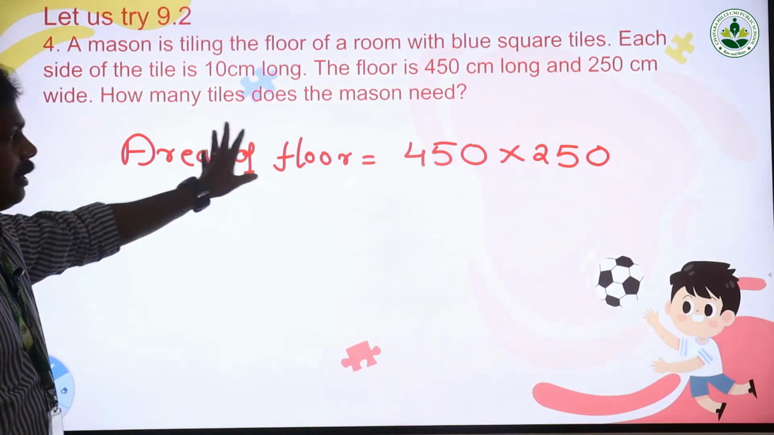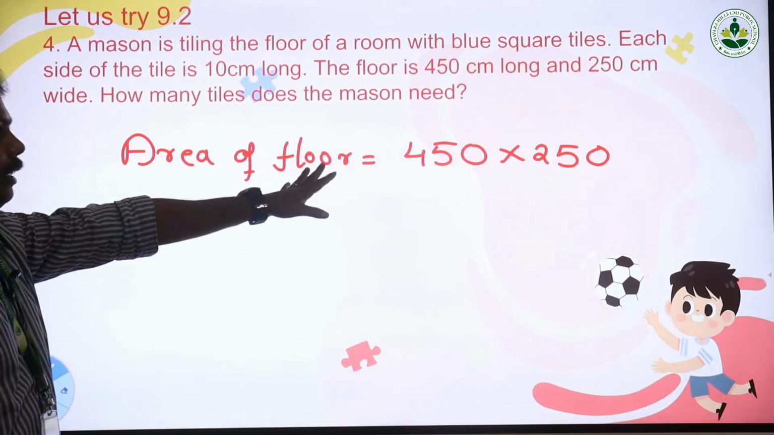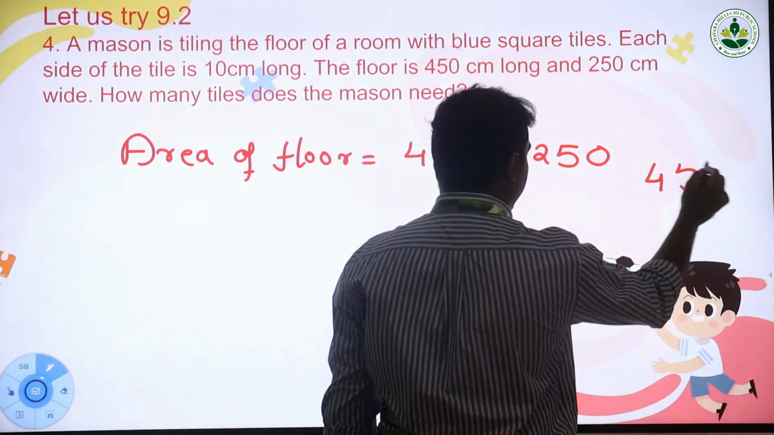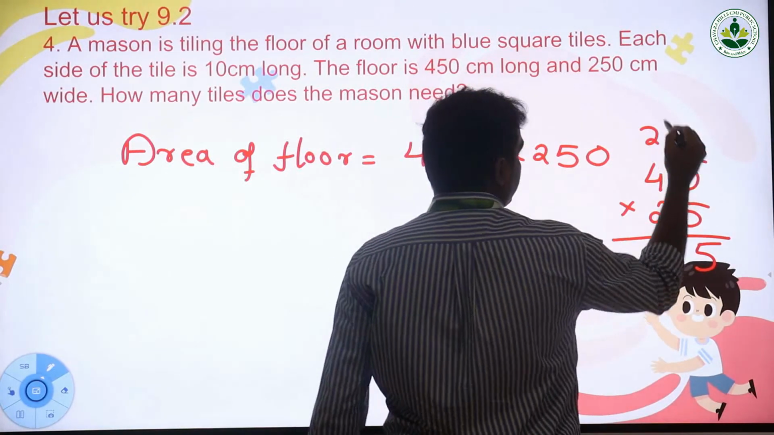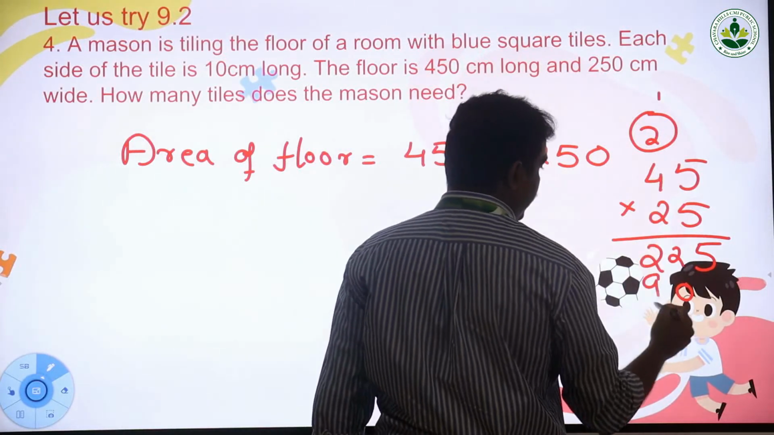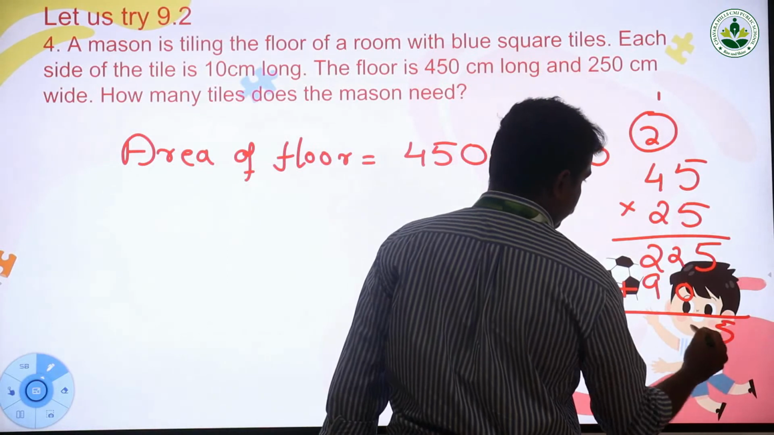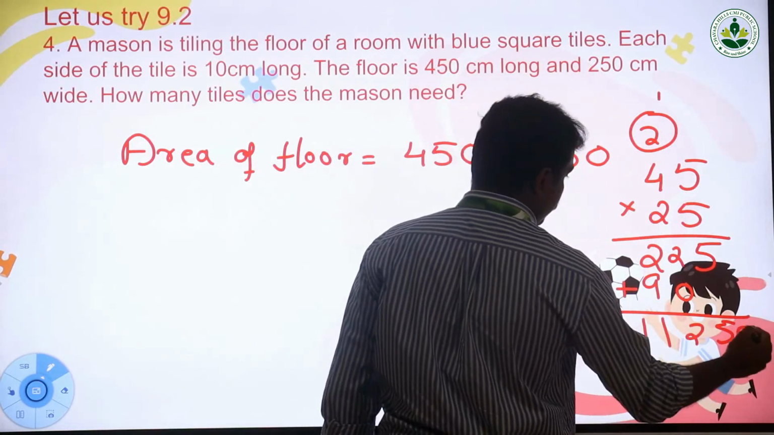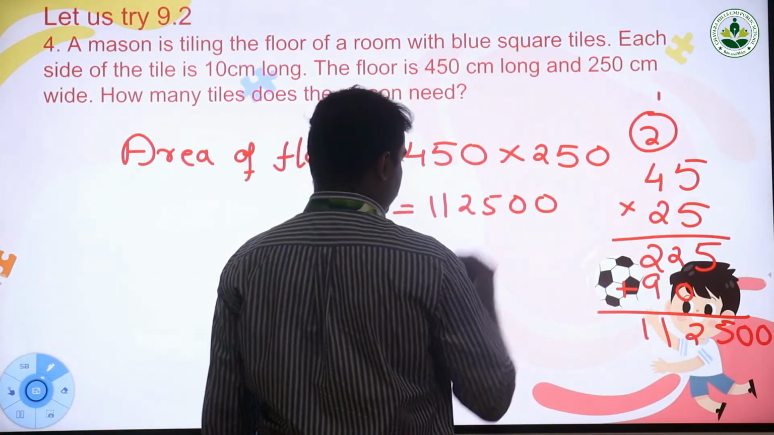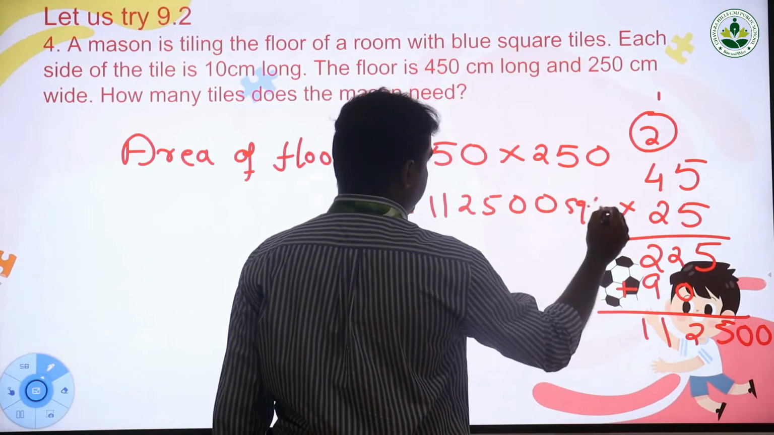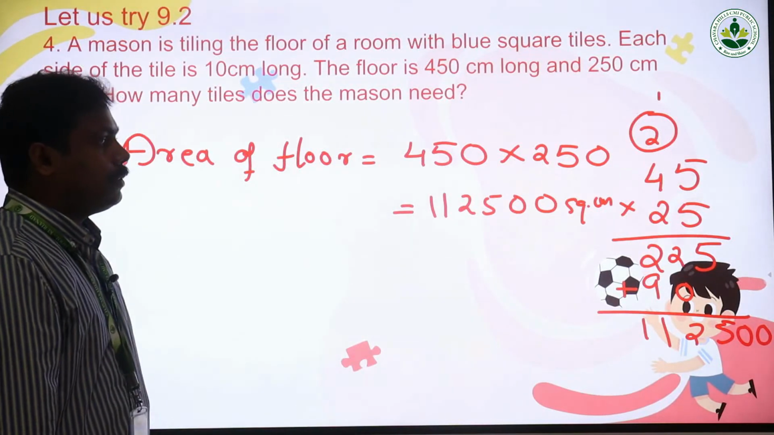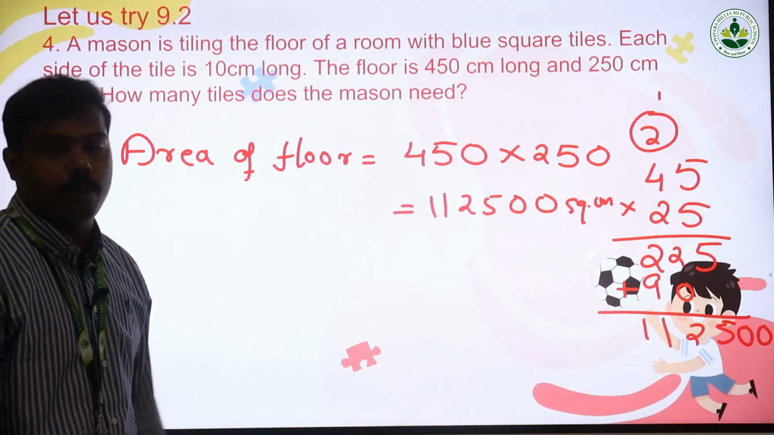Now here we need to find out the area of the floor. 450 into 250, multiply 45 with 25. 5 5s are 25, 5 4s are 20 plus 2 is 22. 2 5s are 10, carry over 1, 2 4s are 8 plus 1 is 9. Add 5, 2, 11. Add 2 zeros because the question has 2 zeros. 1,12,500 square centimeter is the area of the floor.